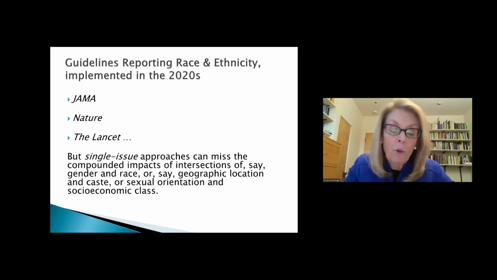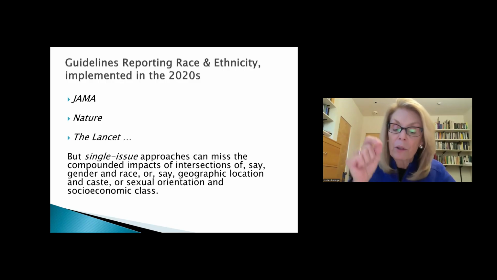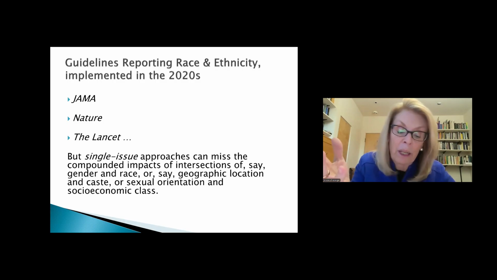Similarly, in the 2020s, many journals, including JAMA, Nature, and The Lancet, published guidelines for reporting race, ethnicity, and a few other social variables. These guidelines are all extremely important, but these single issue approaches can miss the compounded impact at the intersections of, say, gender and race, or, for example, geographic location and caste, if you're in India, or, say, sexuality and economic class. So these intersections.